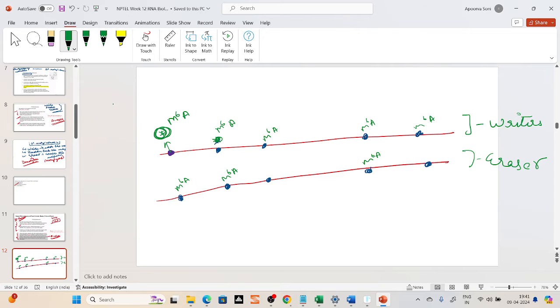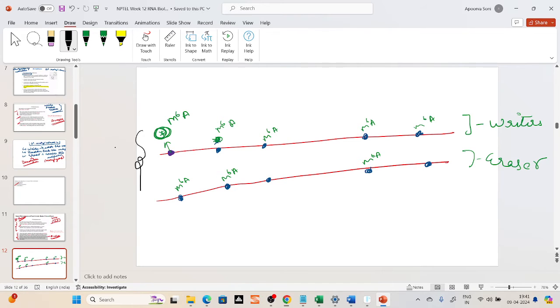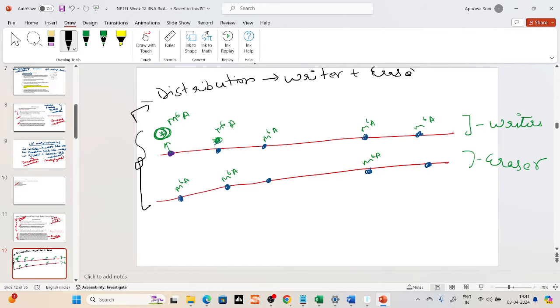So from this, what can we say? We can say that the distribution, meaning the places where this modification would be present, is mediated by the combined action of writers and erasers. Distribution means whatever places the modification would be present, that is determined by writers and erasers.